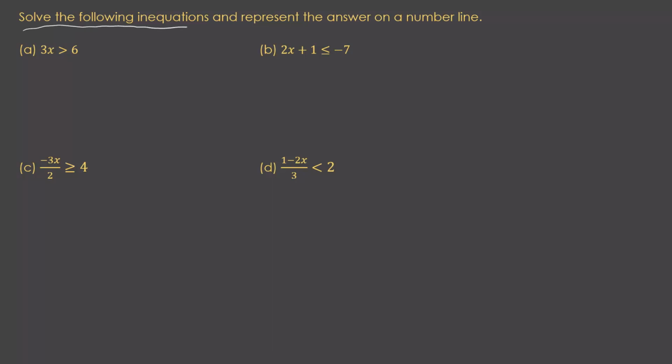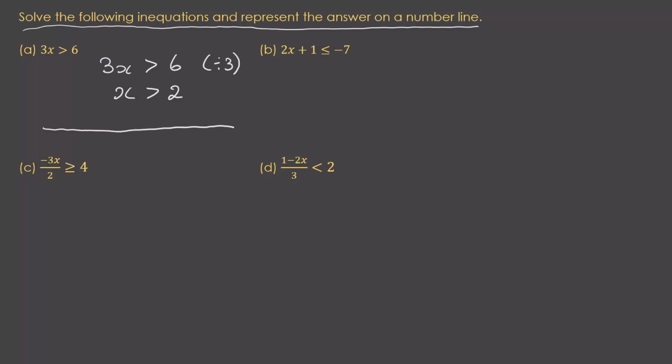Solve the following inequations and represent the answer on a number line. So we have 3x is greater than 6. All we need to do here is divide both sides by 3. And we get x is greater than 2. So just like solving an equation.